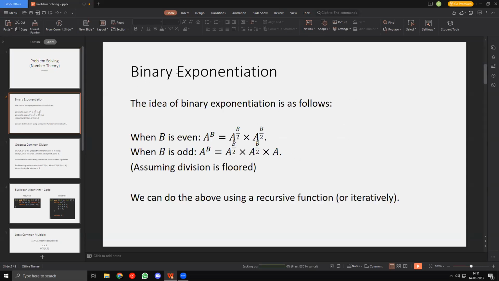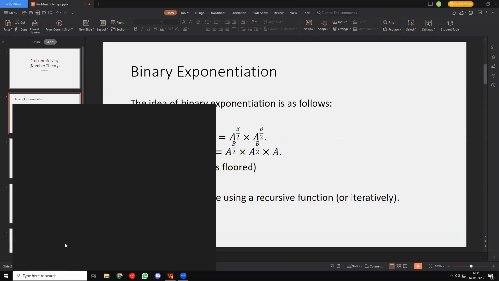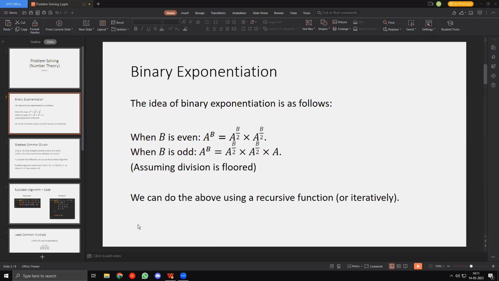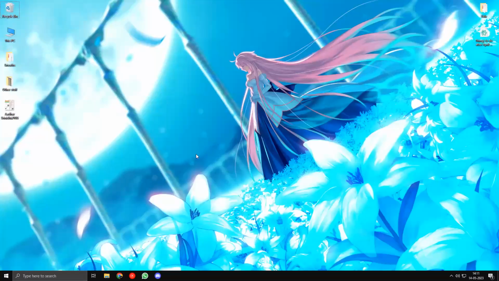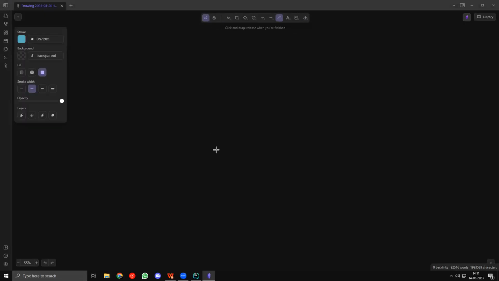So the first thing that we are going to be discussing is binary exponentiation. We all know how exponentiation works, right? It's basically just taking a to the power of b. If you want to take a to the power of b, then you use exponentiation.